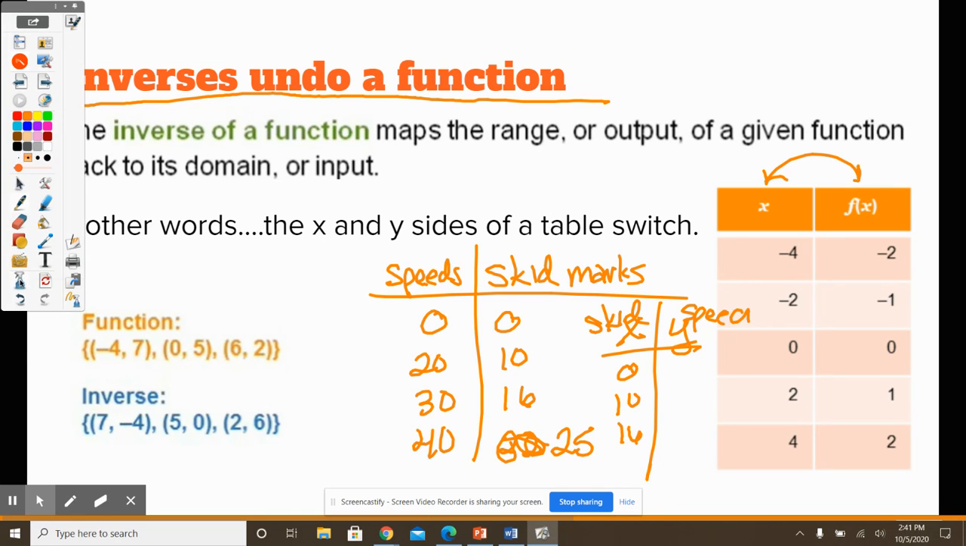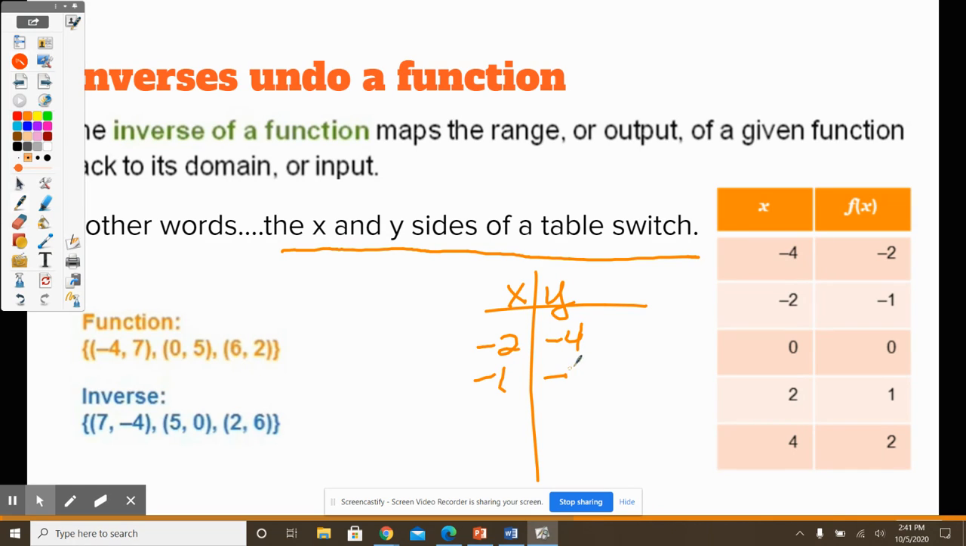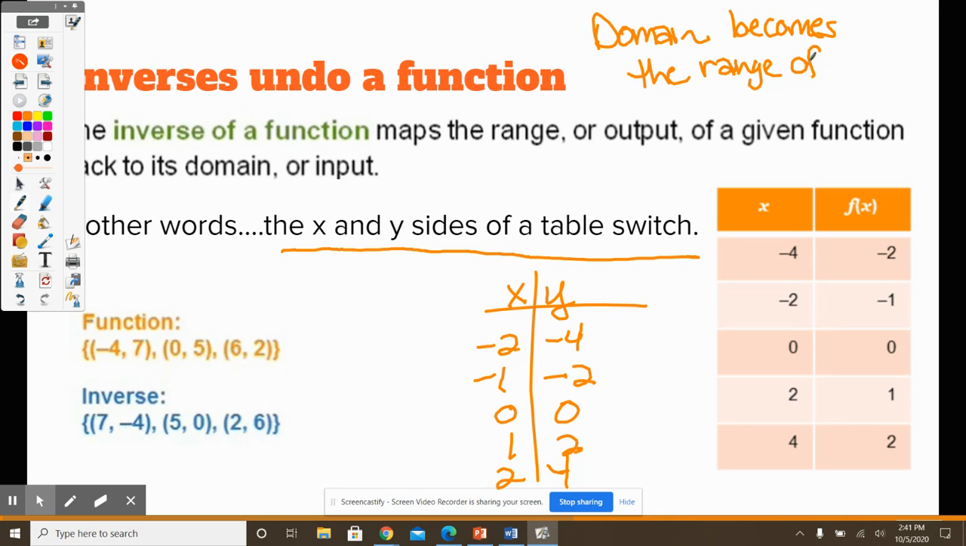In inverse, the first thing you need to know is that basically the x and y sides of a table switch. So if I asked you for an inverse for this guy, you would just switch all these ordered pairs to -2, -4, -1, -2, 0, 0, 1, 2, and 2, 4. In other words, the domain and the range switch. So the domain of the function, I should say, becomes the range of the inverse.